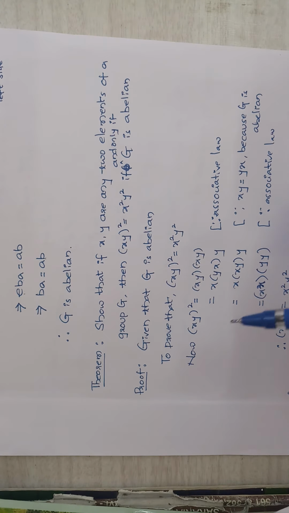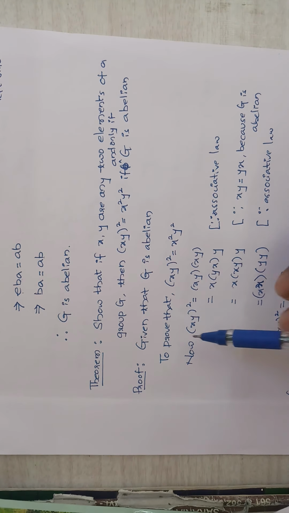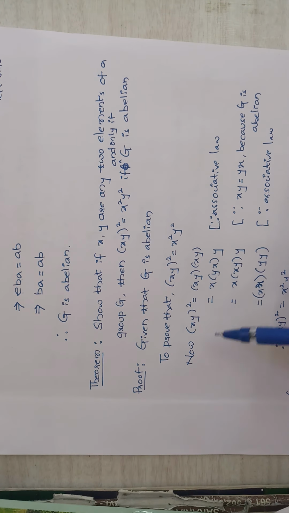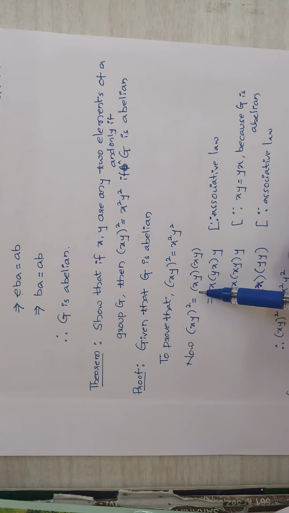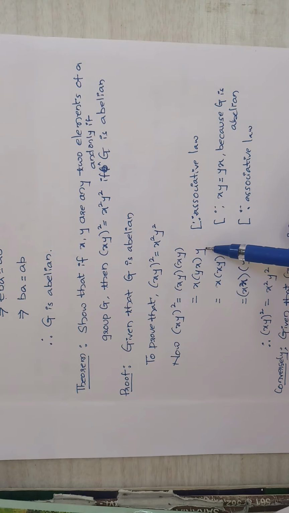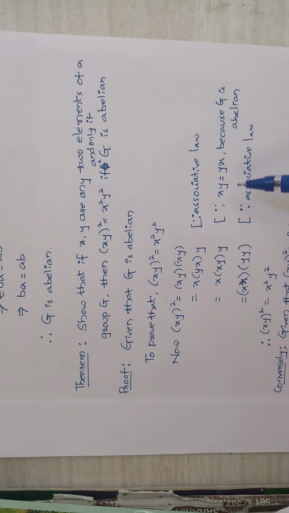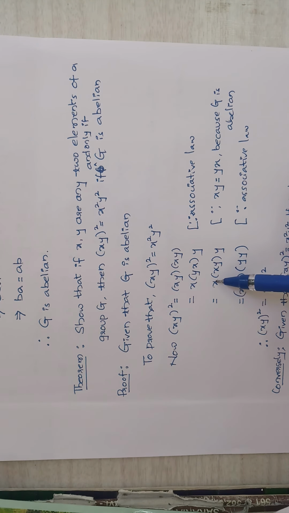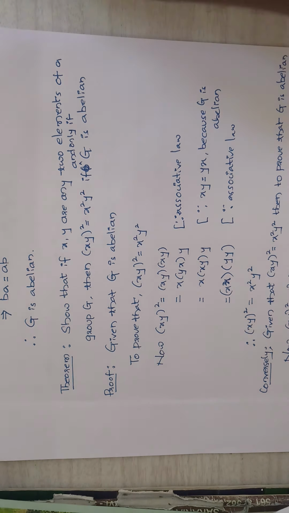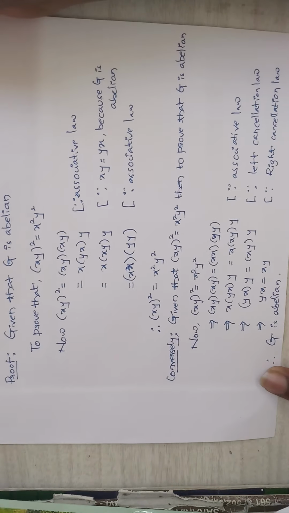Given that Z is abelian, we have to prove that (xy) square is equal to x square y square. Now I take (xy) square is equal to xy into xy. Using the associative law, this can be written as x into yx into y. But xy is equal to yx, therefore I write x into xy into y. Using the associative law again, I write x into x is equal to y into y. Therefore (xy) square is equal to x square y square.